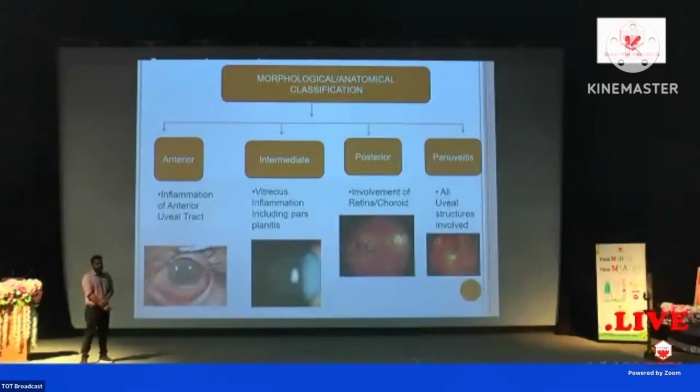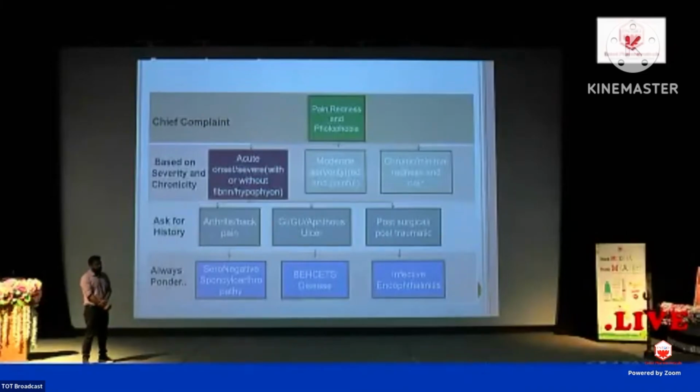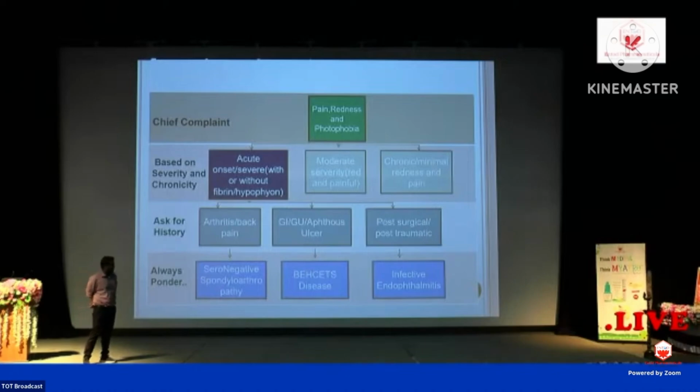There was neither involvement of the vitreous. History taking of every patient of uveitis is a must. It helps us in coming closer to the diagnosis. If a patient complains of pain, redness, and photophobia, acute in onset, and further history tells about arthritis, then it is suggestive of seronegative spondyloarthropathy. If there is a history of GI disease or aphthae also, it is suggestive of Behçet's disease. If it is post-surgical or post-traumatic, it suggests infective endophthalmitis.